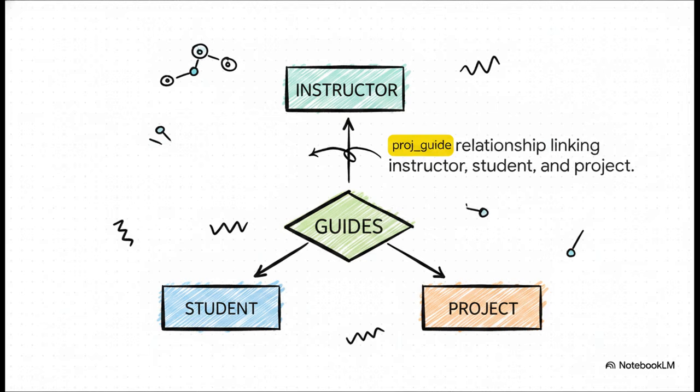This setup right here brilliantly illustrates the solution. Take a look at this entity relationship diagram for a project guide setup. We've got an instructor, a student, and a project. The diamond in the middle connects all three simultaneously. It dictates that a specific instructor guides a specific student on a specific project. You literally cannot just split this into binary pairs. If you did, you might know that an instructor works with a student and an instructor works on a project, but you'd completely lose the specific data of who did what together.